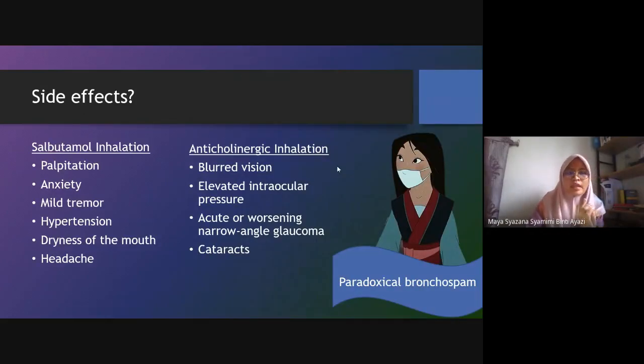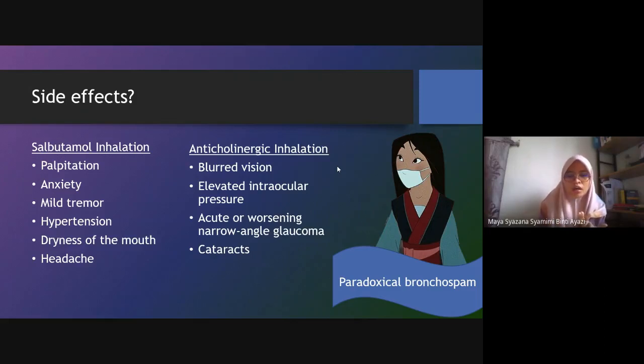So what are actually the side effects of nebulization? Actually the side effects are not coming from the nebulization, but from the medication that has been prescribed through the nebulization. If the patient is having salbutamol inhalations, the patient might have palpitation, anxiety, mild tremor, hypertension, dryness of the mouth, and headache. But for anticholinergic inhalations, the patient might have blurred vision, elevated intraocular pressure, acute or worsening narrow angle glaucoma or cataracts. So basically, anticholinergic inhalations have side effects on the eyes.